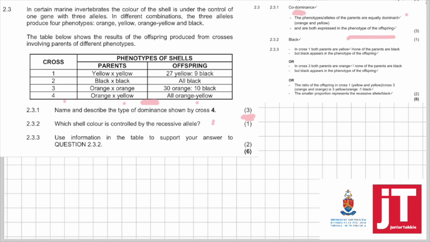Okay. Now, 2.3.3. Use the information in the table to support your answer. Why? I would have said look at yellow and yellow, it's dominant. And if both parents are heterozygous carrying the recessive allele of black, then you will have pure black. So there are many answers you could have said. Look at this memo. It says cross 3, orange and orange, none of the parents are black, but black appears in the phenotype of the offspring.